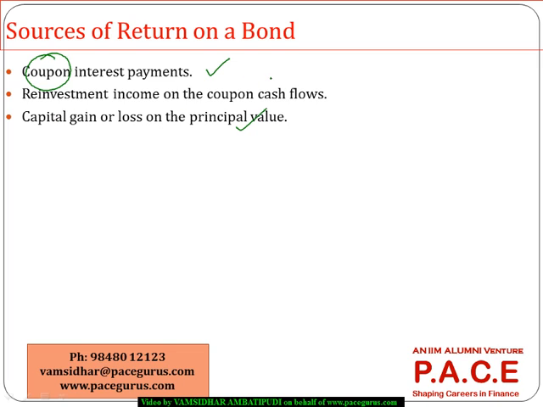And whatever the coupon that is received, there could be a reinvestment income on the coupon cash flows, because it is assumed that the coupon is reinvested at some rate of return. So whatever is the return that it is paying, even that is one of the aspects of the return that is expected.